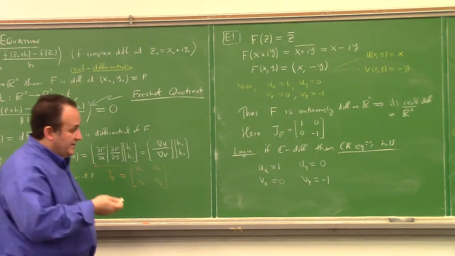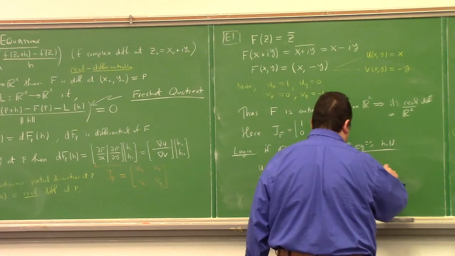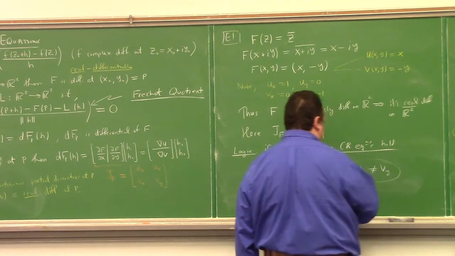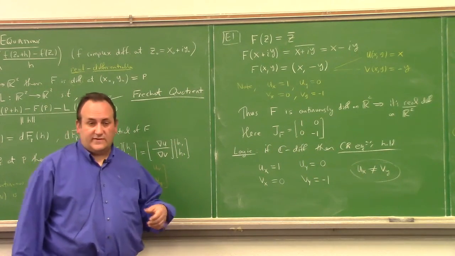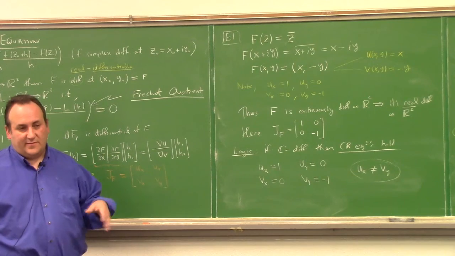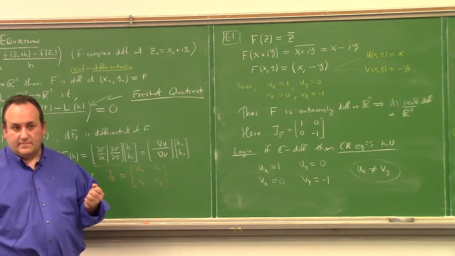And so is u_x equal to v_y? Well, u_x is not equal to v_y, because 1 is not equal to minus 1. What does that tell me? That tells me that the conjugate map, f of z equal to z conjugate, is not complex differentiable.